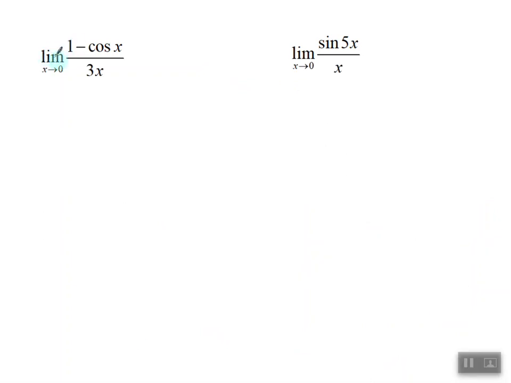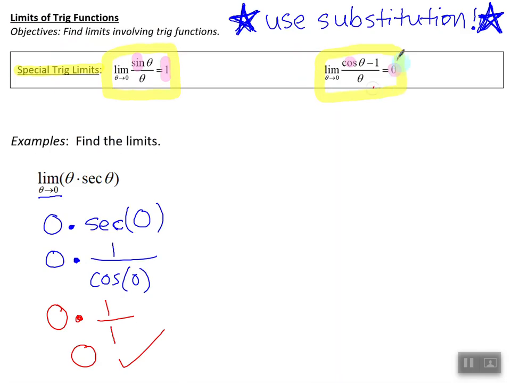How about these? Limit as x approaches 0 of 1 minus cosine x over 3x. Now, if I plug in 0 into the denominator, or into the x, excuse me, I get 0 in the denominator. That's not going to work out. Now I notice that this looks very much like my special trig limit that we talked about at the beginning. Well, it is opposite that in the numerator.